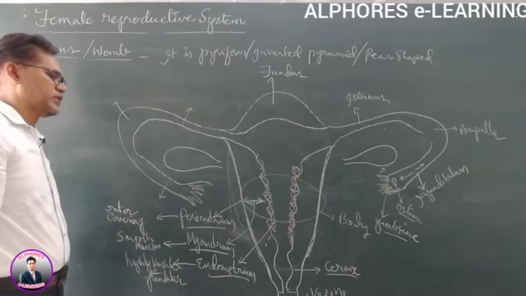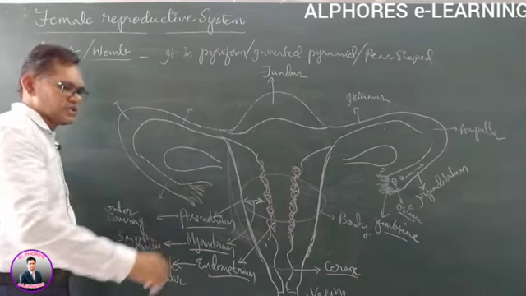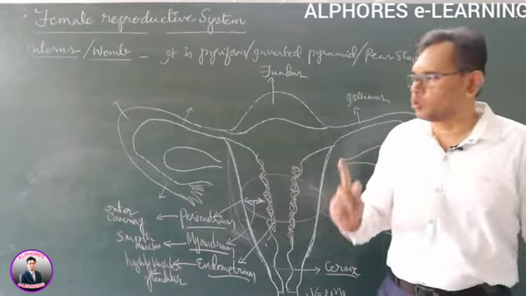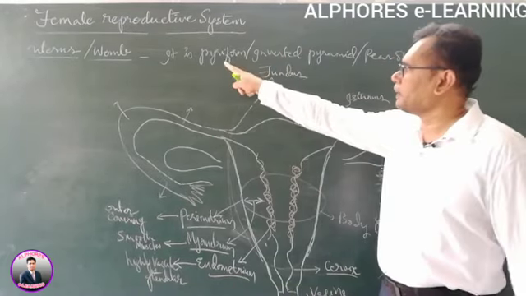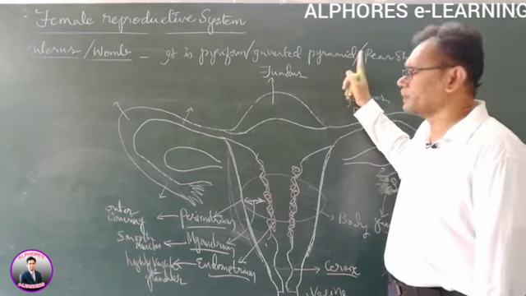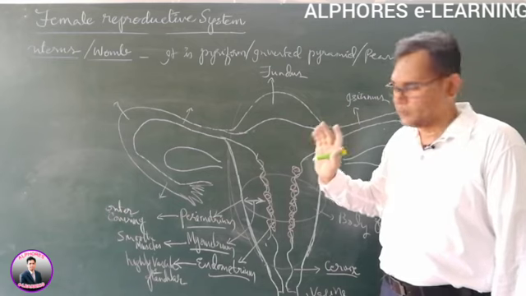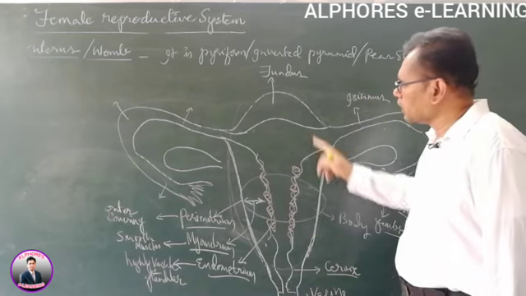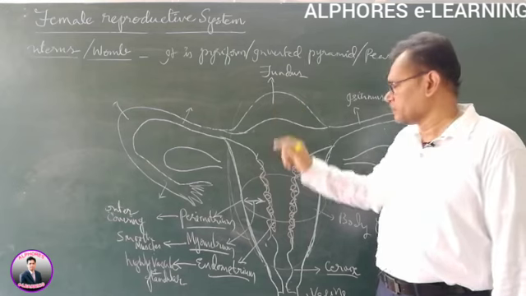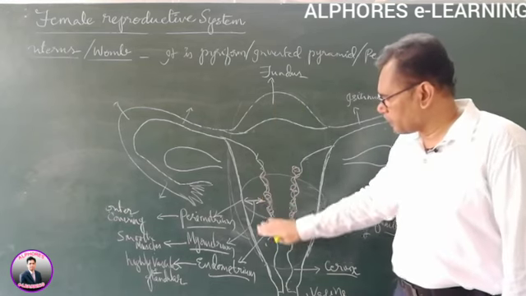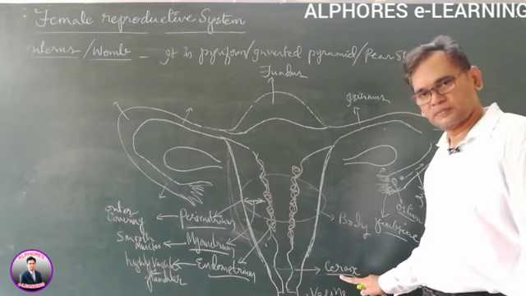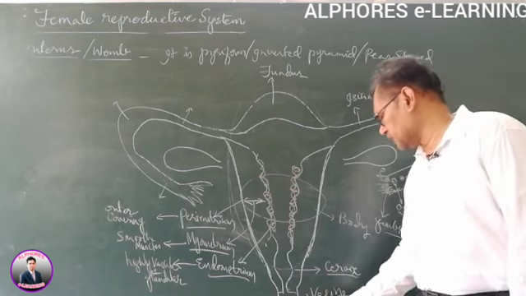Now simply what we are saying here is uterus, or otherwise womb. It is a pyriform, inverted pyramid shaped or pear shaped structure. The anterior side, the wider part, is called the fundus. Then this is the body. The narrow posterior part is the cervix. Now the cervix opens into the vagina.